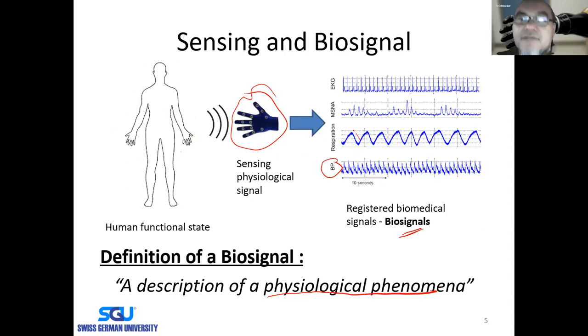When a physician, for example, listens to the beating of a heart at one time, he might perceive it differently at a different time. Of course, this will depend on the condition of the patient or the subject, but it can also depend on the condition or state of the physician. So this becomes very subjective and temporary. It cannot be an objective recording. That is why the sensor here acts as a tool to make that registration of the biomedical signal more objective and more permanent. So here we can define the biosignal as a description of particular physiological phenomena.